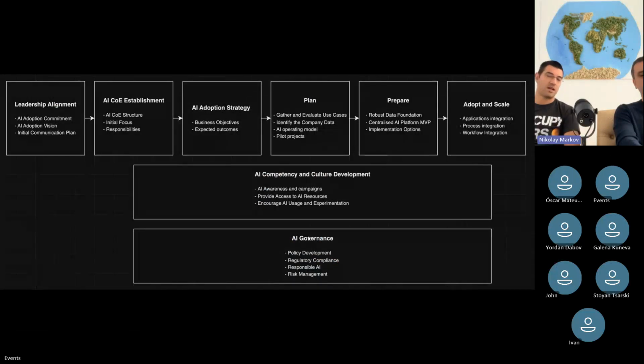So in today's session, we're going to share just the high-level structure, and we'll say several words about each of these. Later, in the next sessions, we will deep dive into each of the topics.